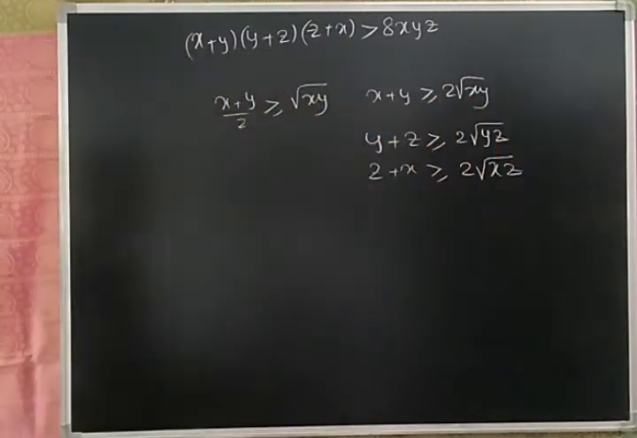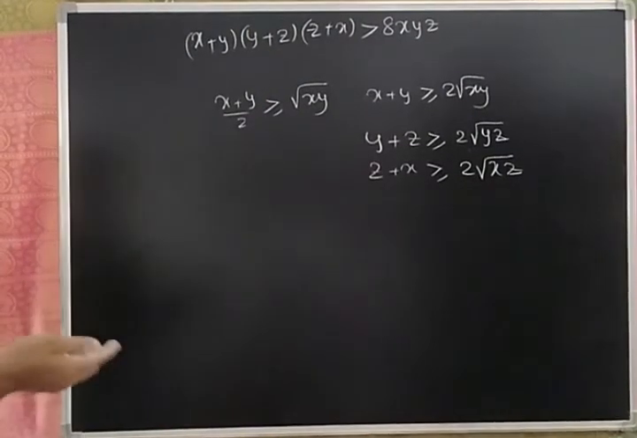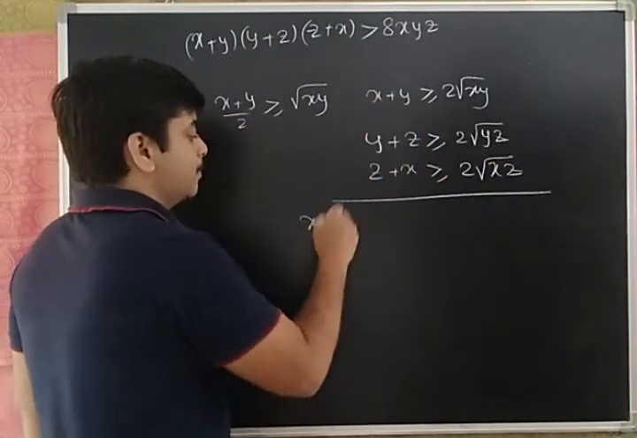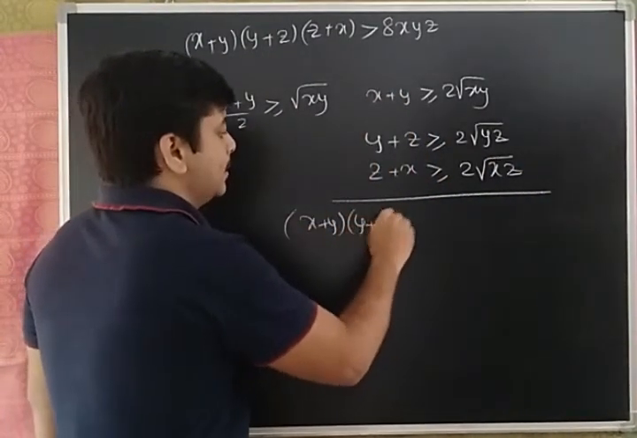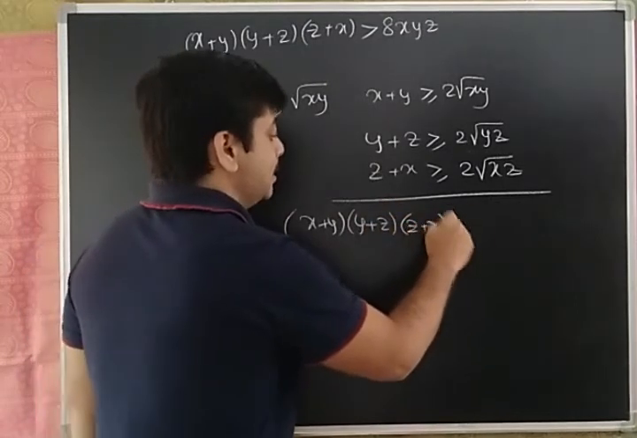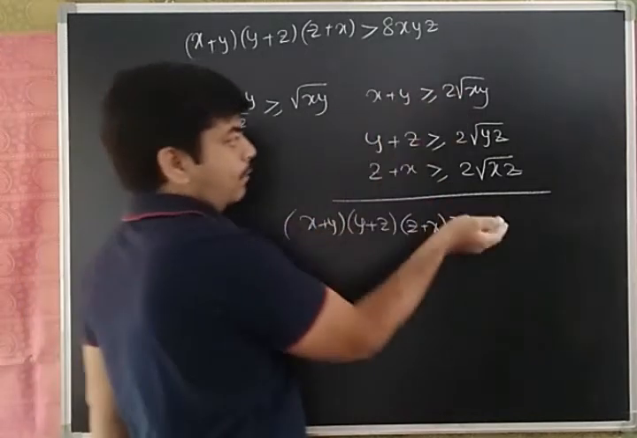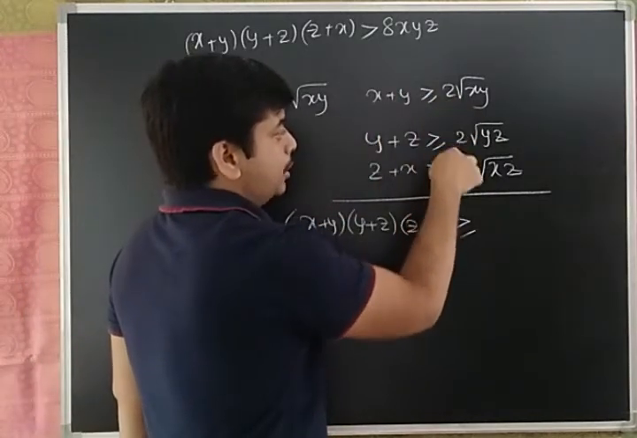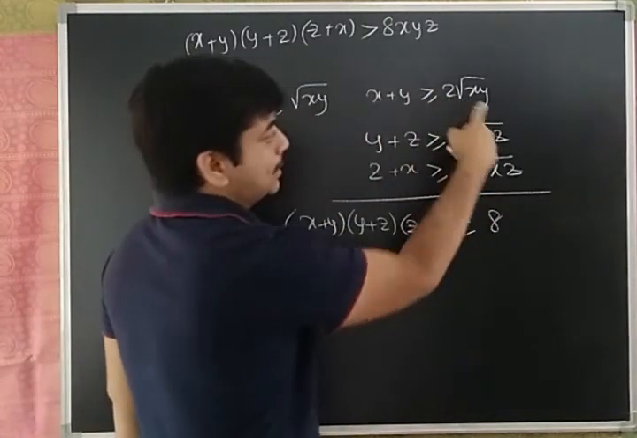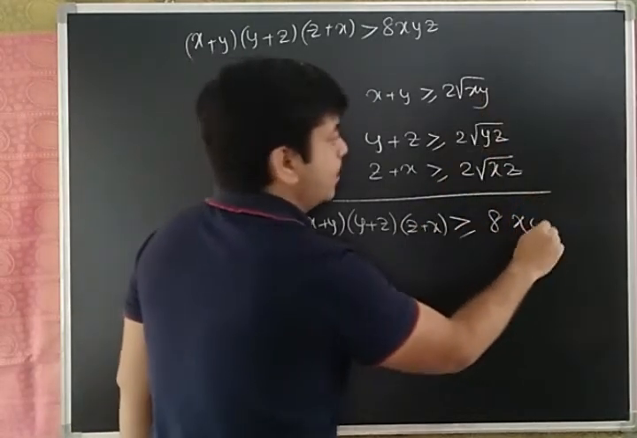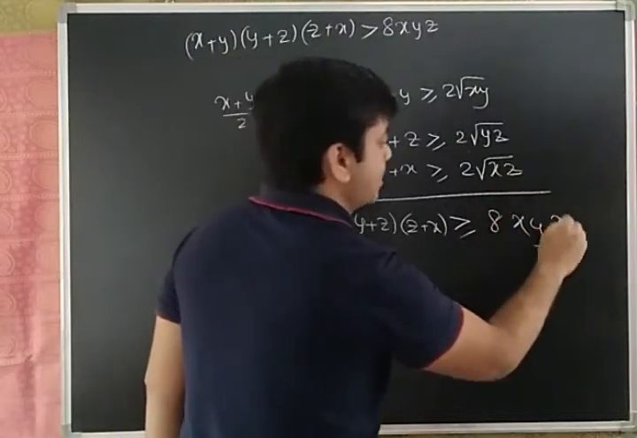So now we have three inequalities. What we can do is simply multiply all of these. So (x + y)(y + z)(z + x) is greater than or equal to the product of these three: 2 into 2 into 2, that is 8. Root x into root x becomes x, root y into root y becomes y, and root z into root z becomes z.